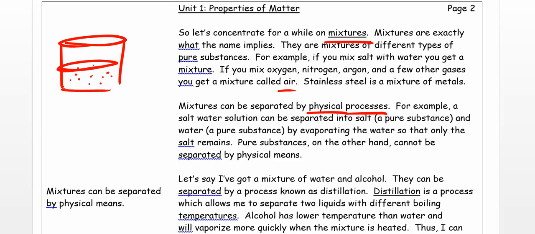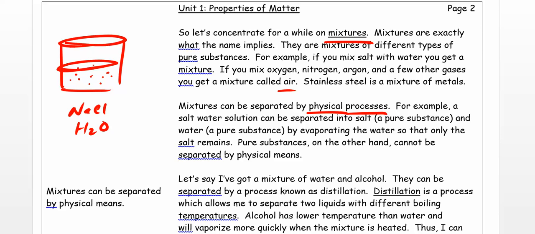For example, a saltwater solution, like the one we just created here, can be separated into salt, which is a pure substance. The salt, by the way, the formula for it is NaCl. That's salt. And water, which is also a pure substance. So water is H2O. And so we can separate those two pure substances by evaporating the water so that only the salt remains. Now, pure substances, on the other hand, can't be separated by physical means, and we'll describe those physical means a little bit later.